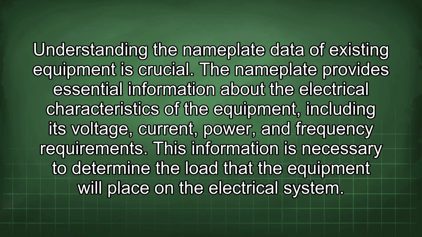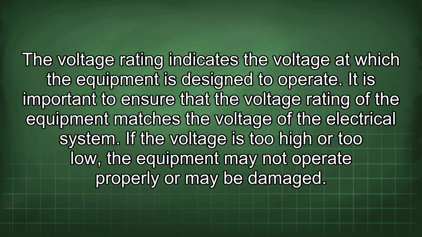Understanding the nameplate data of existing equipment is crucial. The nameplate provides essential information about the electrical characteristics of the equipment, including its voltage, current, power, and frequency requirements. This information is necessary to determine the load that the equipment will place on the electrical system. The voltage rating indicates the voltage at which the equipment is designed to operate. It is important to ensure that the voltage rating of the equipment matches the voltage of the electrical system. If the voltage is too high or too low, the equipment may not operate properly or may be damaged.